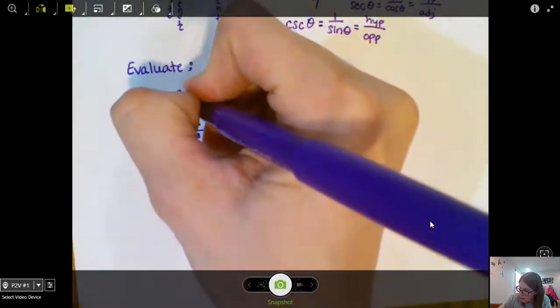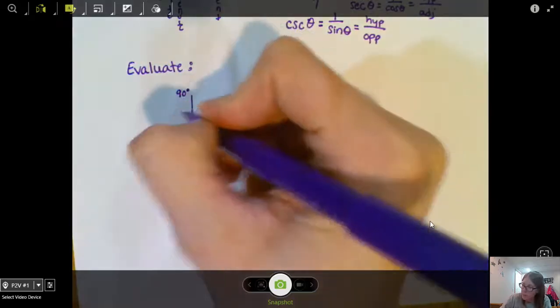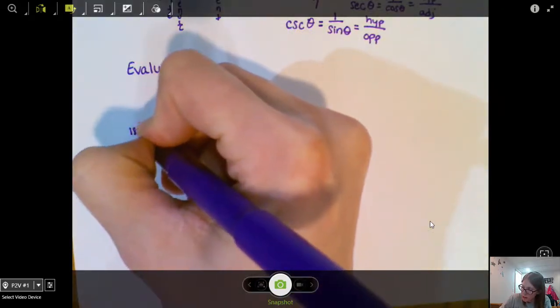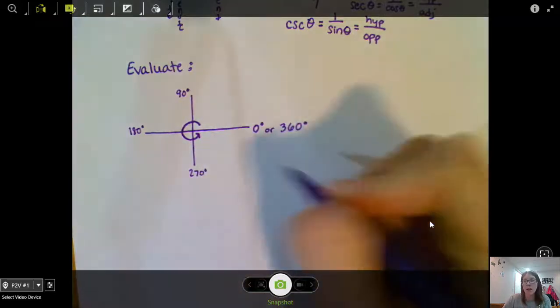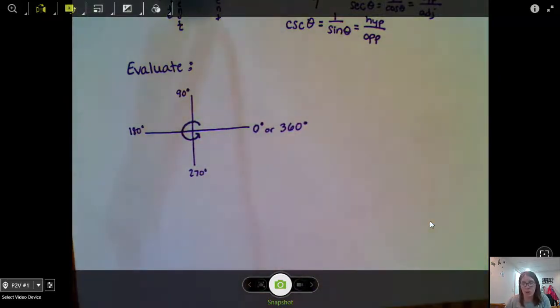This would be 90 degrees. Over here is 180 degrees. Down here is 270 degrees. And all of our other angles can fit somewhere in between.